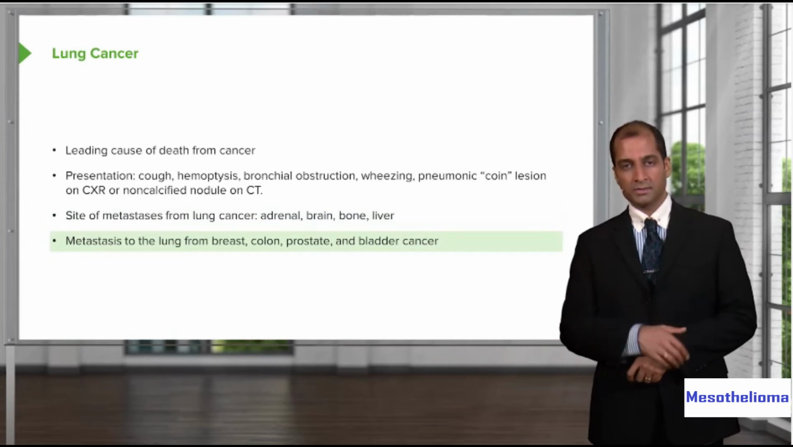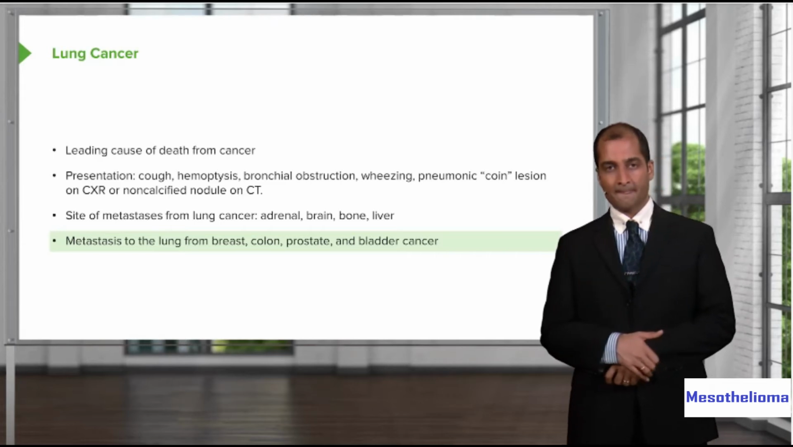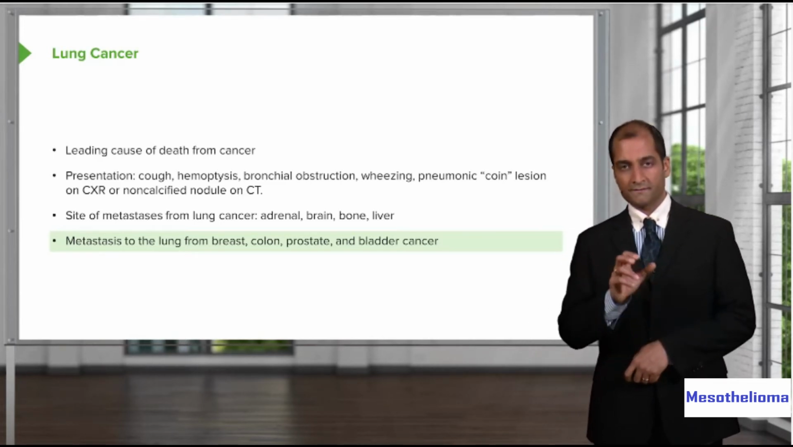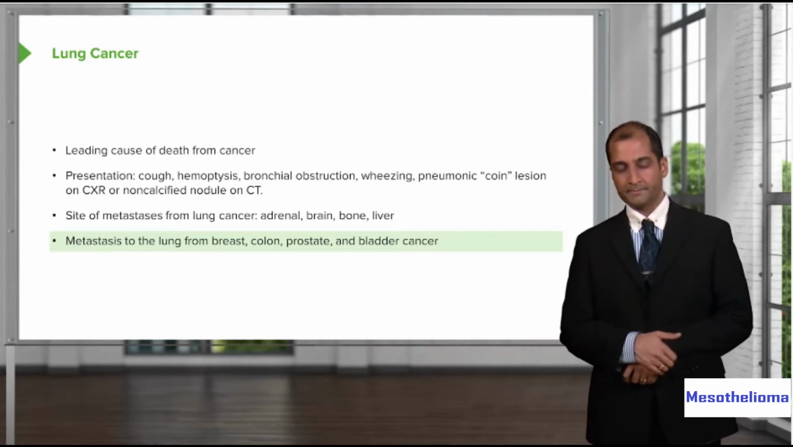Metastasis to the lung from the breast, colon, prostate, bladder cancer. Liver can be put in there as well. Okay? So it's from the lung to these organs, from these organs to the lung. Breast being a big one.